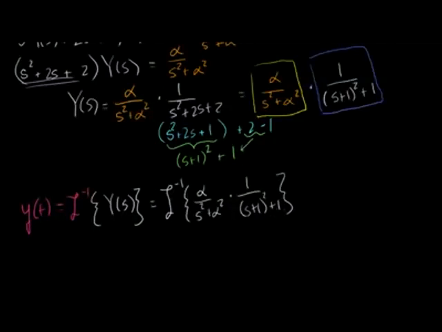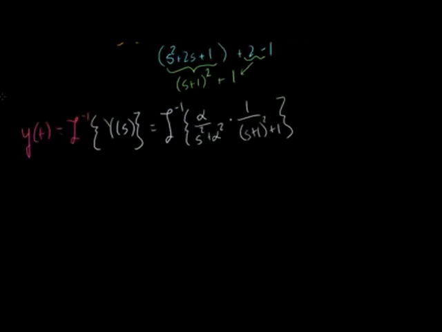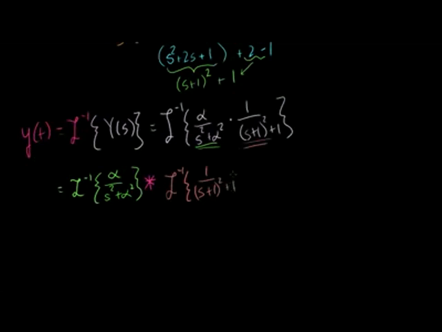And now the convolution theorem tells us that this is going to be equal to the inverse Laplace transform of this first term in the product, so the inverse Laplace transform of alpha over s squared plus alpha squared, convoluted with, I'll do the little convolution sign there. I was about to say convulsion. They're not too different. Convoluted with the inverse Laplace transform of this term, the inverse Laplace transform of 1 over (s plus 1) squared plus 1.